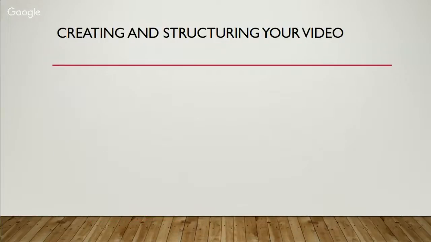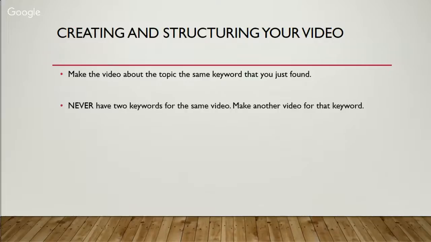When you create and structure your video, you want to make the video about the topic of the same keyword that you just found. You don't want to go off topic. Let's say, for instance, that you're teaching dogs how to not bite, or dog training. You don't want to sit there and talk about food when your keyword is dog training. You want to make sure everything is as congruent as possible, because it will help you on the back end. YouTube will send out these spiders that look at all of your stuff to see if everything's congruent, which is very important for ranking.